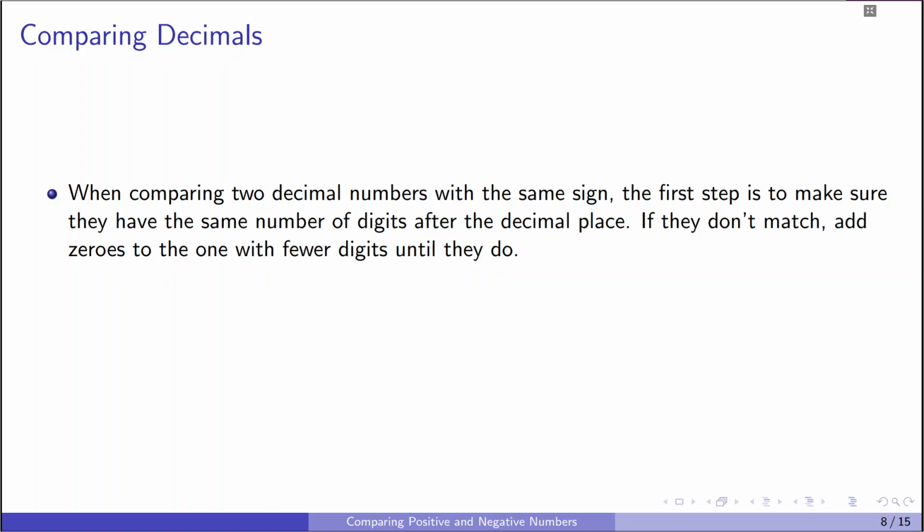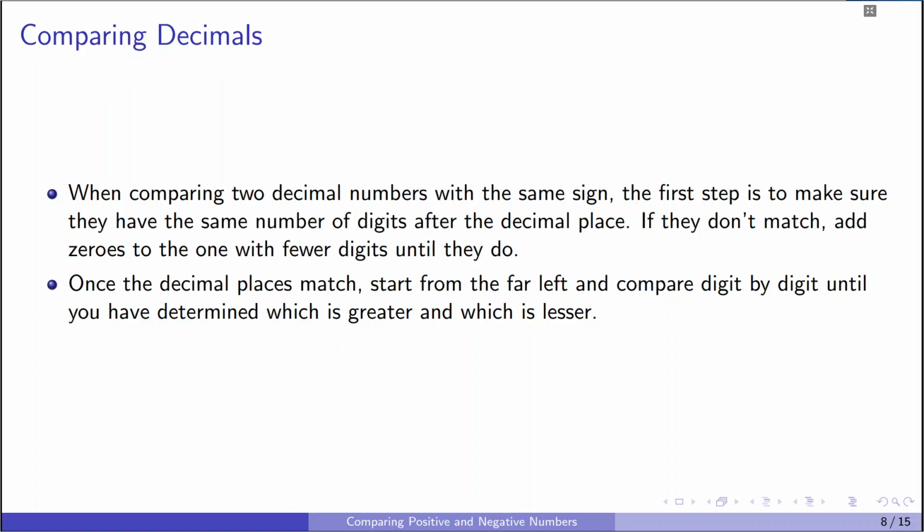So if you're comparing 1/2 and 1/8, converted to decimals, you want to compare 0.125 to 0.500, not just to 0.5. Otherwise, we can go, oh, 5 is less than 125, but the position matters. 500 is clearly more than 125. Once the decimal places match, you start from the far left and compare digit by digit until you've determined which is greater and which is less.